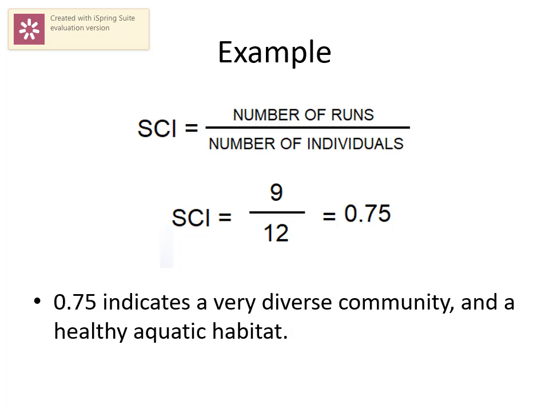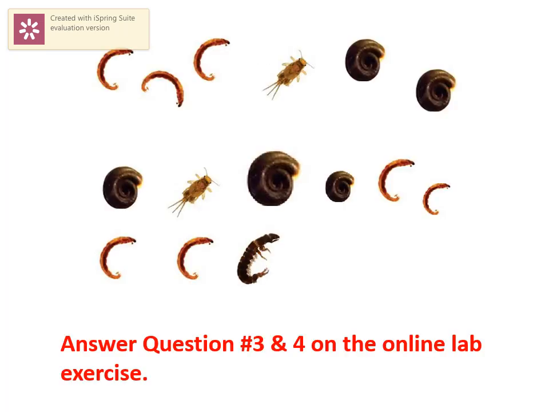And if you remember, I said that when we calculate SCI, a number above 0.6 indicates a healthy aquatic habitat. If it was below 0.3, it would be considered poor. Something would be wrong with that ecosystem. So here you have an example that I want you to calculate and work through on your own. You're going to be calculating SCI for this aquatic habitat. Answer questions 3 and 4 on your lab exercise here.